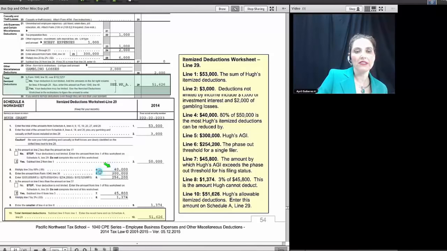The next step is to take his adjusted gross income of $300,000, and from that we subtract the base amount for his filing status. It's pre-printed on the form, $254,200. The difference between line 5 and line 6 is $45,800, and we multiply that by 3%. When we do that, we get $1,374. We subtract $1,374 from $50,000, and then we add in the $3,000, and that's where we get $51,626 of allowed expense.